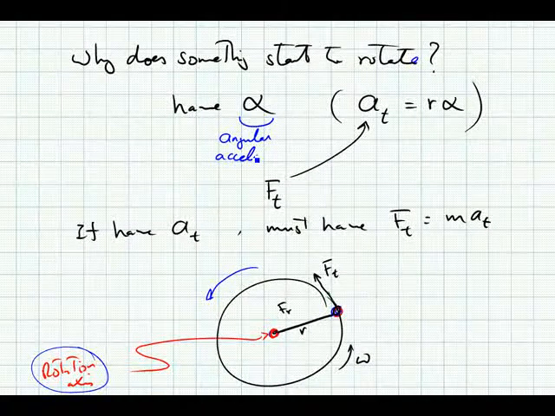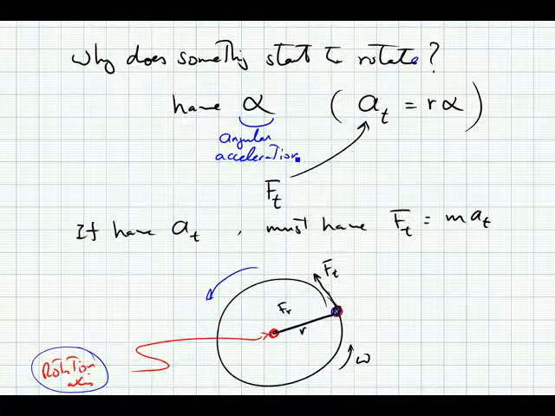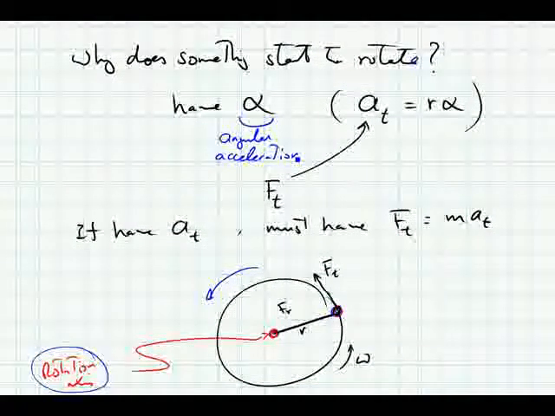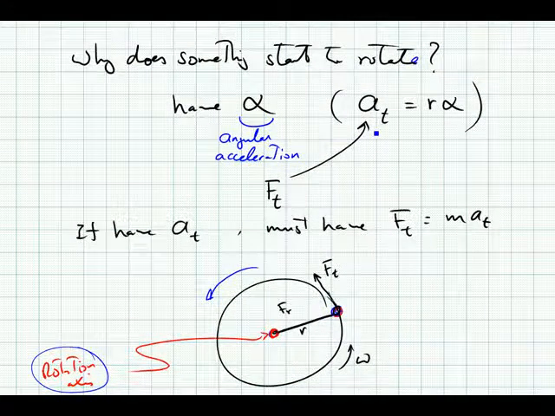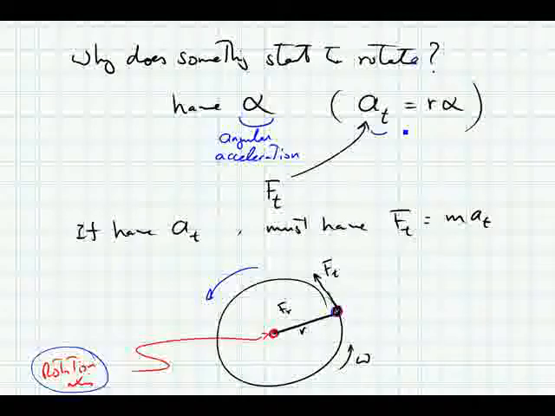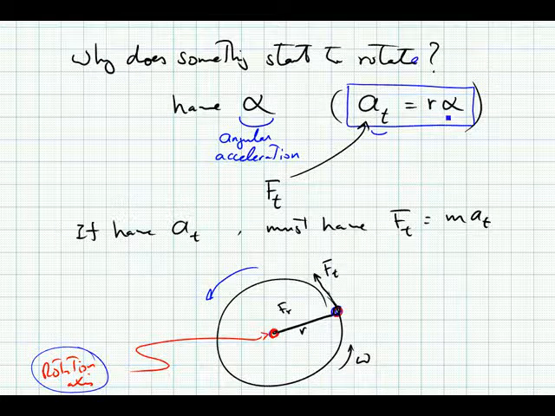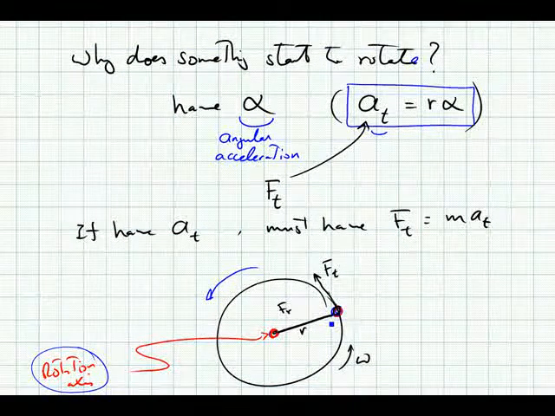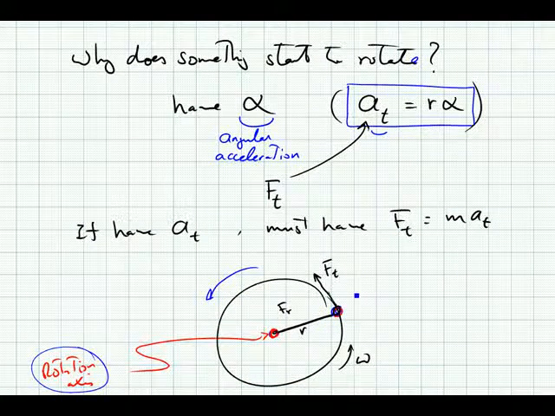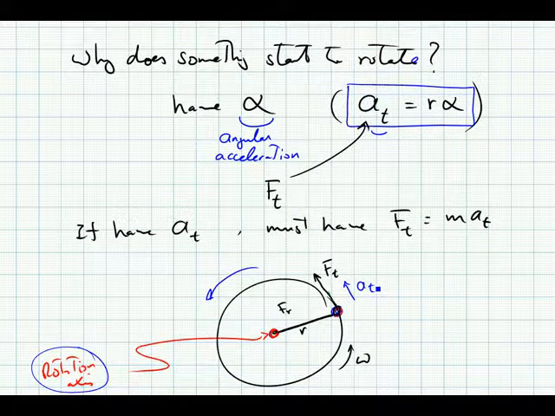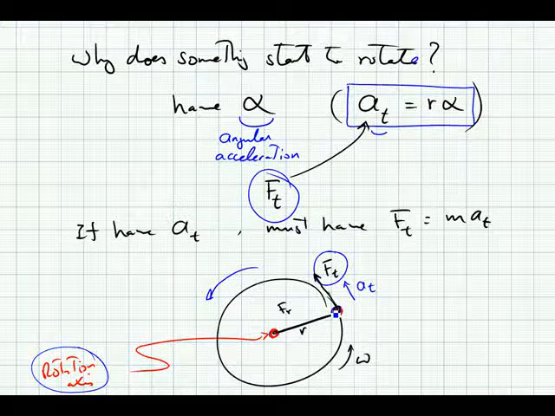Angular acceleration alpha. Now, angular acceleration, as we had seen back in chapter 7, is related to the tangential acceleration a_t via this relationship here, where tangential acceleration a_t is equal to r alpha, where r is the radius of the circular path. Now, if there is tangential acceleration, that means that there is tangential force F_t acting on the object.